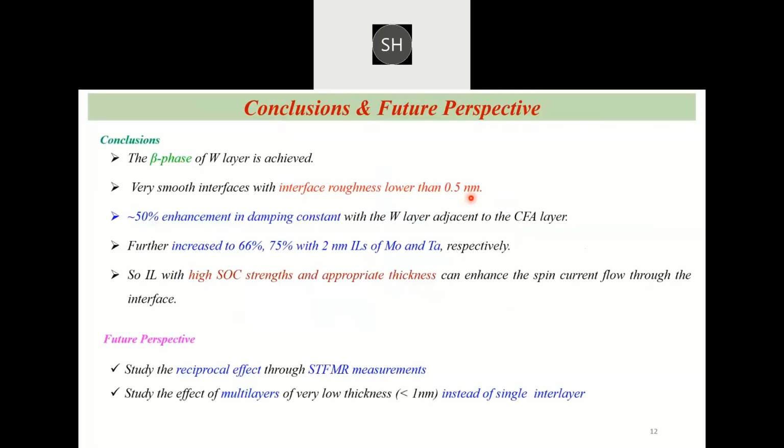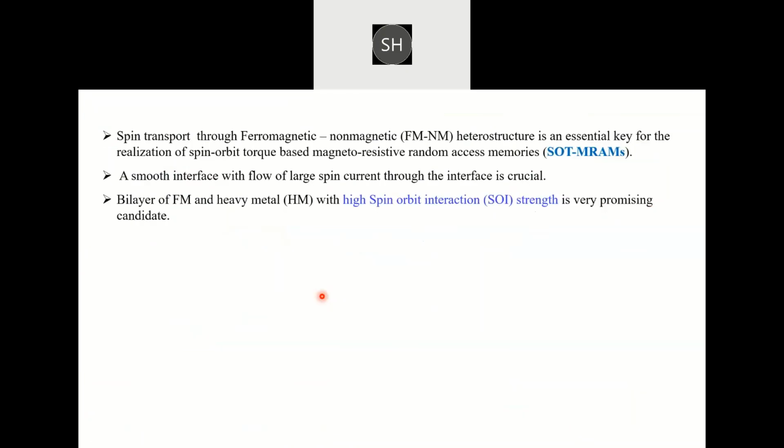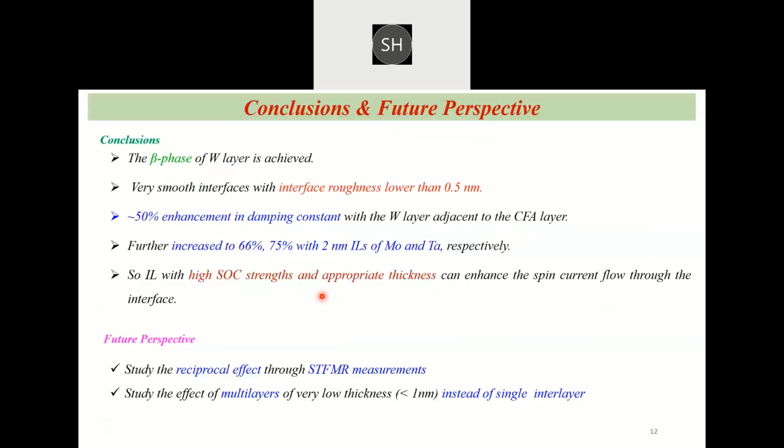So to conclude my presentation, we have achieved the beta phase of tungsten, which is very crucial for SOT-MRAM application as it possesses high SHA value, and we have achieved a 50% enhancement in damping constant when tungsten layer is placed adjacent to CFA layer, which is further increased to 66 and 75% with 2 nanometer of interlayers of molybdenum and tantalum. So high SOC interlayer with appropriate thickness can enhance the spin current flow through the interface, which will be very crucial for the practical implementation of SOT based MRAMs.